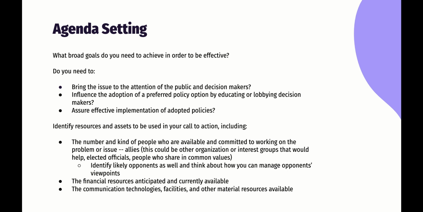Okay. And then the other thing that you need to think about too is identifying resources and assets to be used in your call to action. And so this includes the number and kind of people who would be available and committed to working on the problem or issues, basically allies. Okay. Can you identify allies, basically? Are there other organizations or interest groups who believe what you believe, and could they be helpful? Should they be named in your action plan for making this call to action as a possible organization that would support you, or elected officials, right? Anybody who shares in common values.